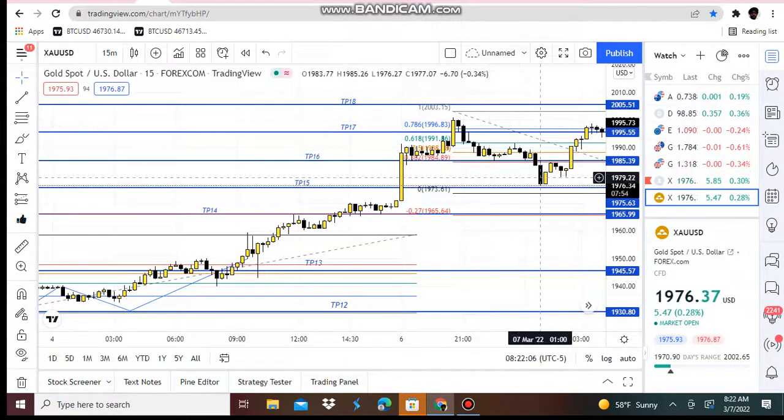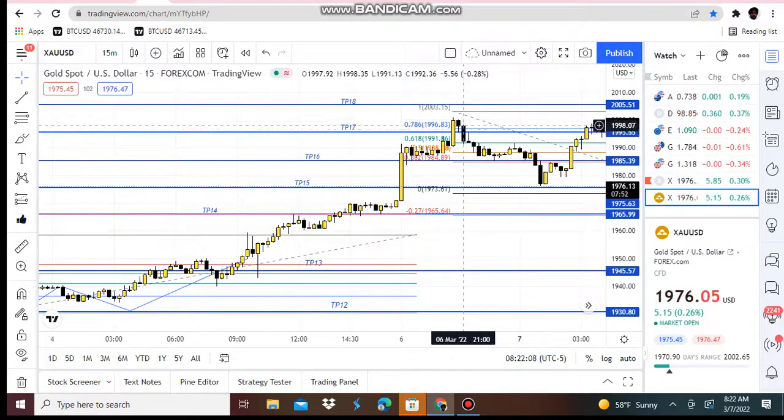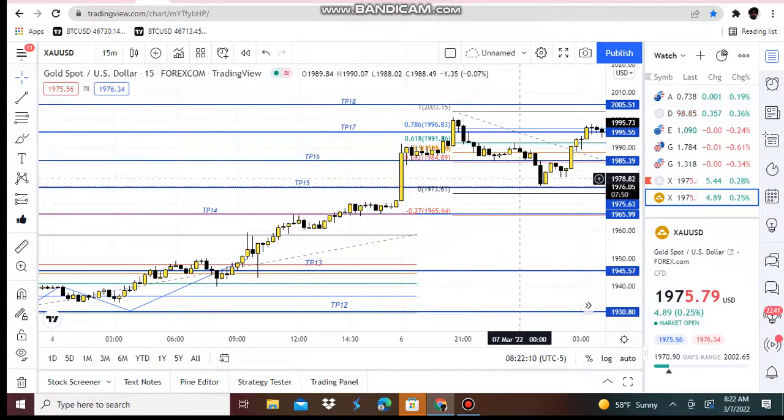And then we see price what? Head all the way back down. We see price shoot from 2000 all the way back down to take profit 15, 1975, right? Basically going almost to take profit 14, 1965. The price shoots all the way back down to take profit 17.